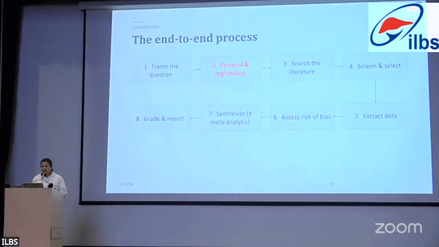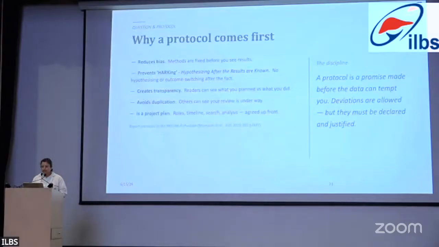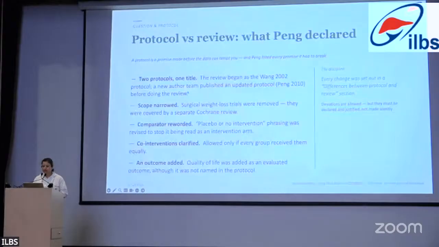Next steps come protocol and registration. Why a protocol is important is because it is a promise made before the data can tempt you, and deviations are allowed, but they must be declared and justified. There's a term called HARKing, hypothesizing after the results are known. To avoid this, a protocol is required, and it creates transparency and avoids duplicacy.